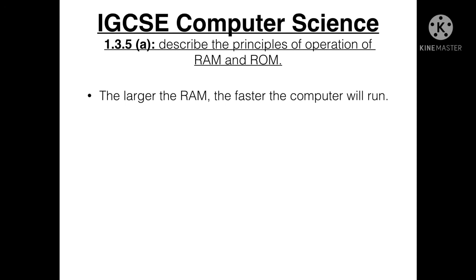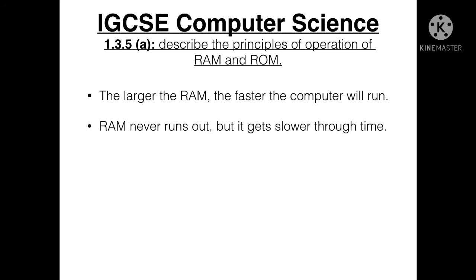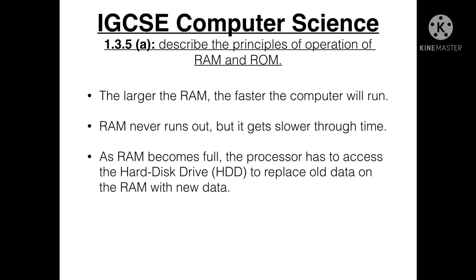Before that, we should look at an introduction. The larger the RAM, the faster the computer will run. RAM never runs out, but it gets slower through time. You may notice this, because if you have a computer, it gets slower through time. As RAM becomes full, the processor has to access the hard disk drive, or HDD, to replace old data on the RAM with new data.